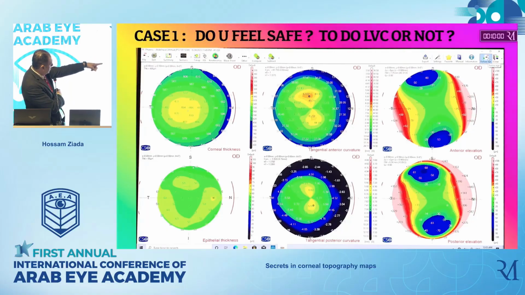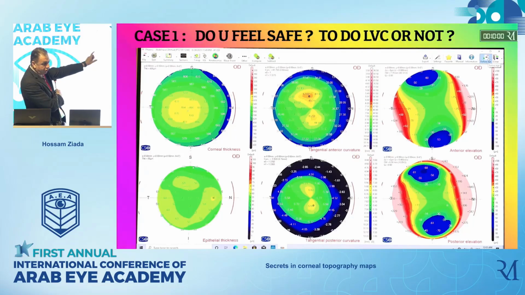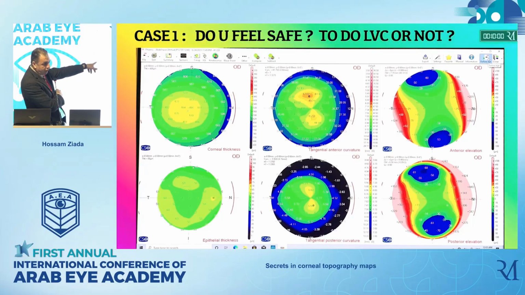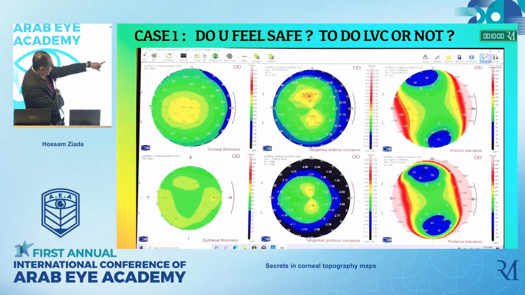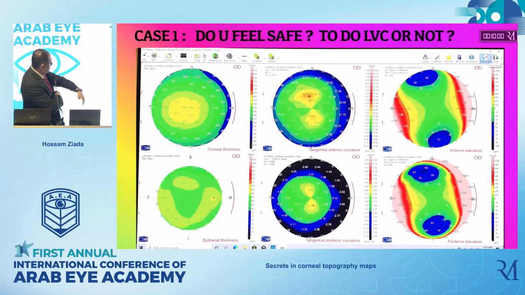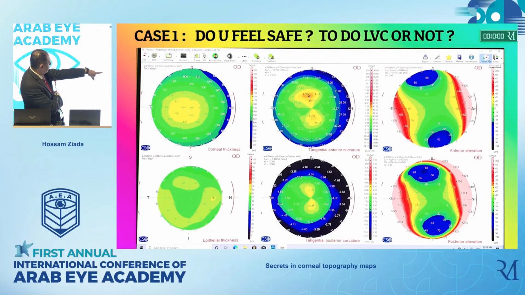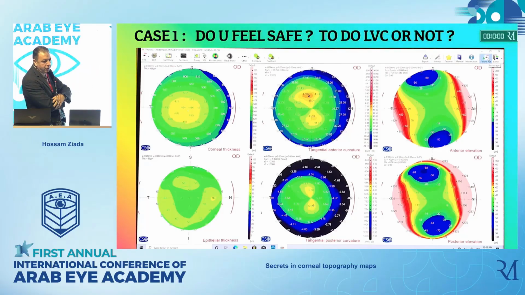The tangential anterior curvature map, the difference, there is no difference. There is no significant difference in the numerical values regarding the key readings in the topography maps. Also, the anterior elevation and posterior elevation are within normal. Look here at the back curvature map, you will find 6.6, 6.6. But above there is 6.60, down there is 6.68. Very minimal change. It's not significant.